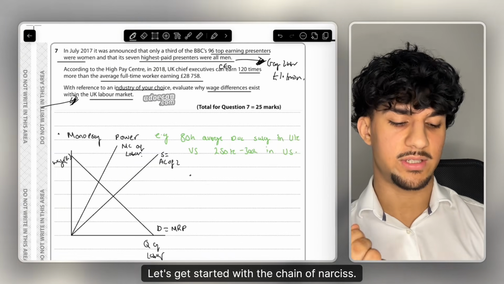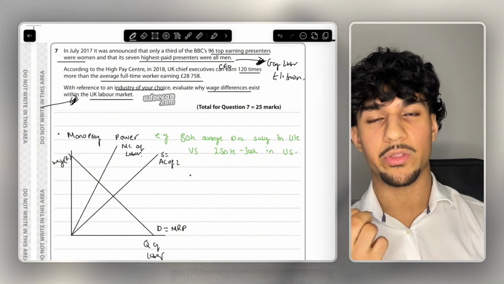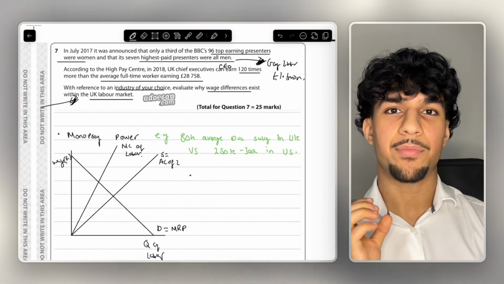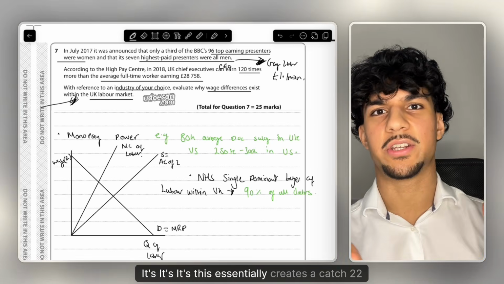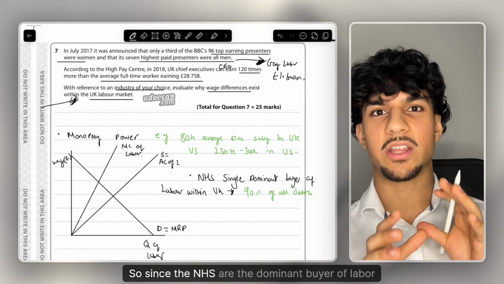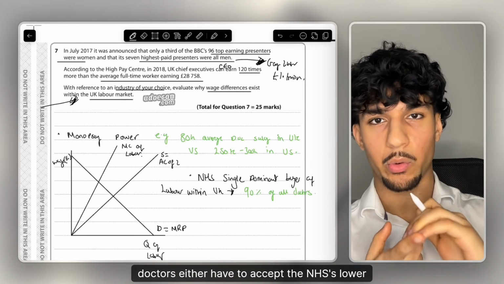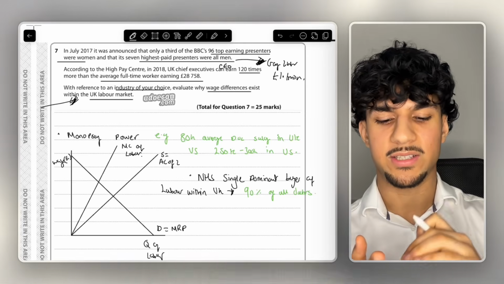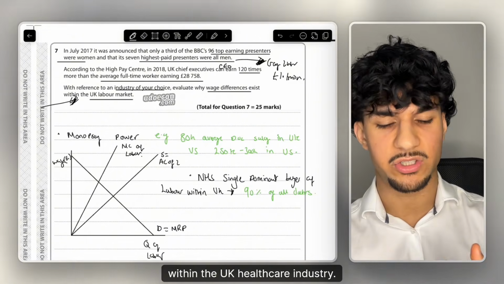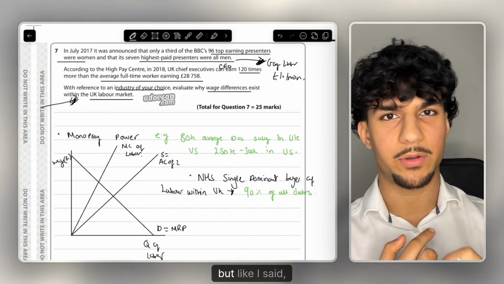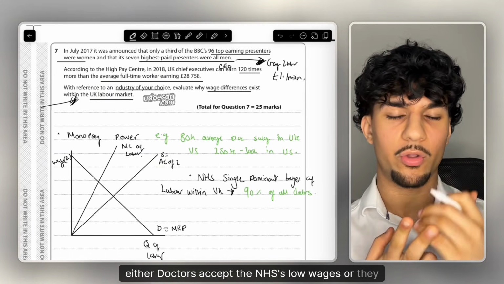Let's get started with the chain of analysis. So the National Health Service, the NHS, are the single dominant buyer of labour within the healthcare industry. For example, for doctors, they hire over 90% of all doctors within the UK. This essentially creates a catch-22 for doctors. Since the NHS are the dominant buyer of labour in the healthcare industry, doctors either have to accept the NHS's lower wages, or they just have to face unemployment, since there's pretty much no other employers within the UK healthcare industry. And of course the UK has a private healthcare industry, but like I said, it's extremely small, and for the most part, either doctors accept the NHS's low wages or they face unemployment.